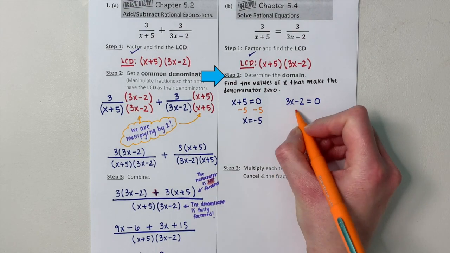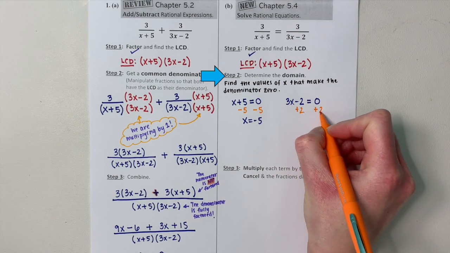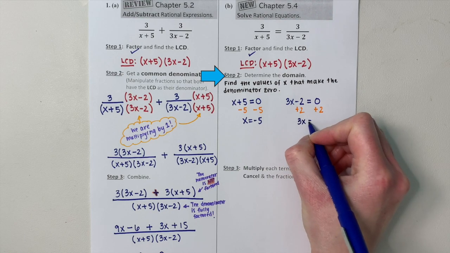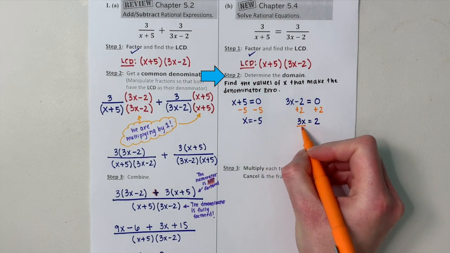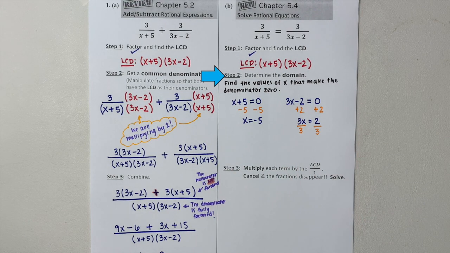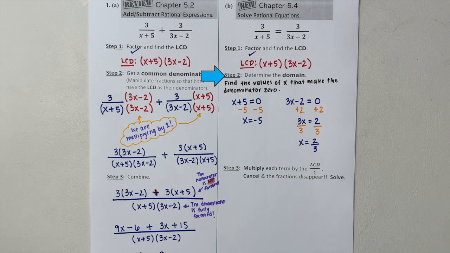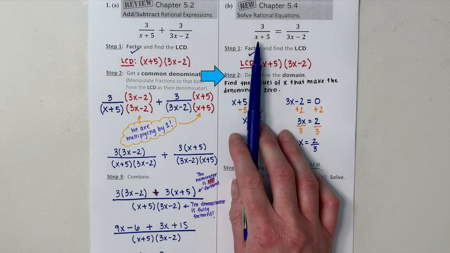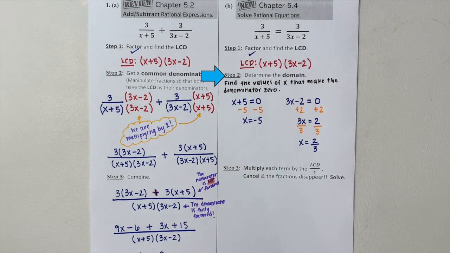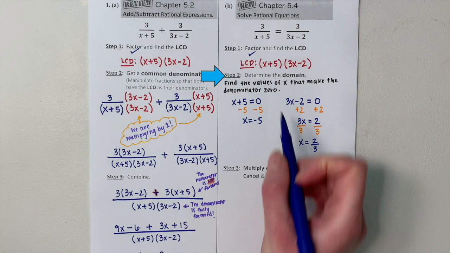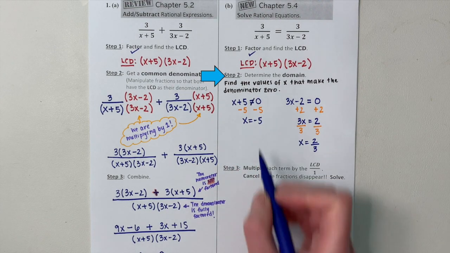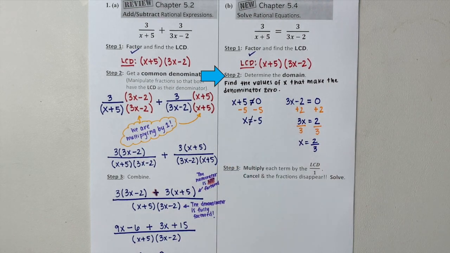Let's solve this equation over here by first adding 2 to leave us with 3x is equal to 2, and then we'll divide both sides by 3. And that will leave us with x is equal to 2/3. Now remember, in mathematics, we don't want the denominator to equal 0. So that means that the denominator, x plus 5, can't equal 0, which means that x can't equal negative 5.